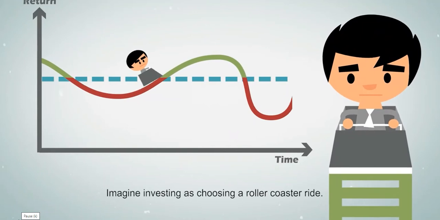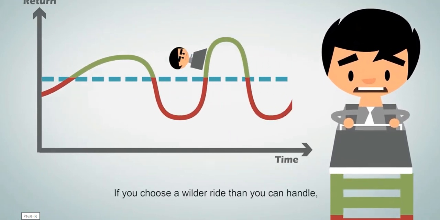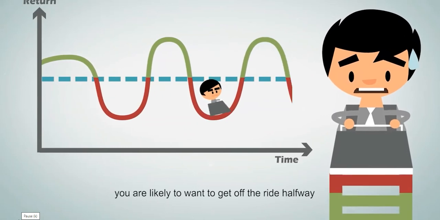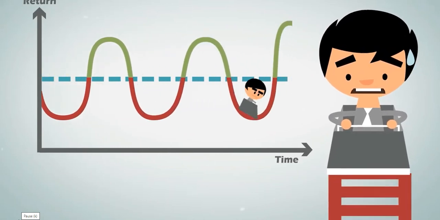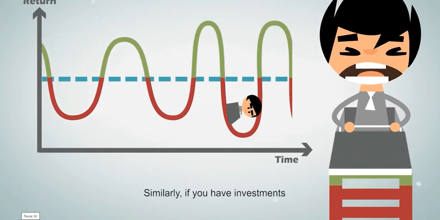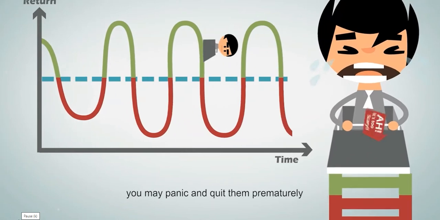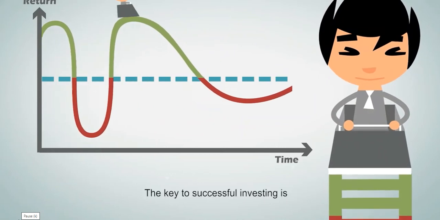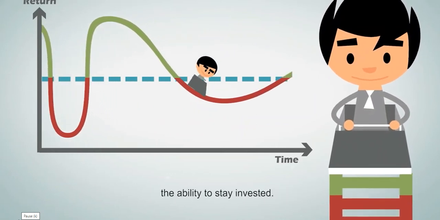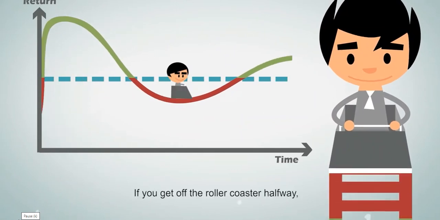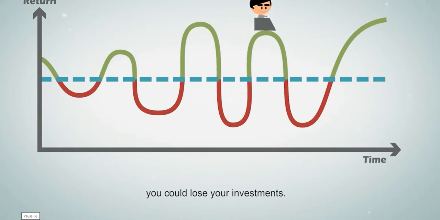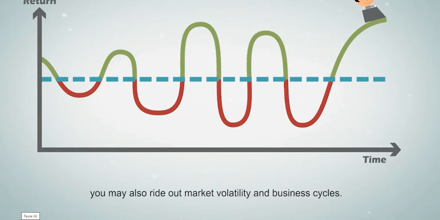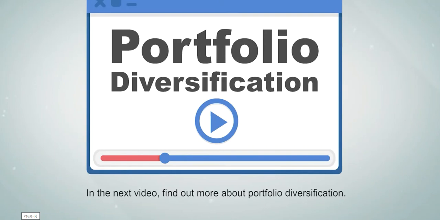Imagine investing as choosing a roller coaster ride. If you choose a wilder ride than you can handle, you are likely to want to get off the ride halfway, as it is scary when it dives. Similarly, if you have investments that are too risky for your risk appetite, you may panic and quit them prematurely when the market dives. The key to successful investing is the ability to stay invested. If you get off the roller coaster halfway, you could lose your investments. By staying invested, you may also ride out market volatility and business cycles. In the next video, find out more about portfolio diversification.